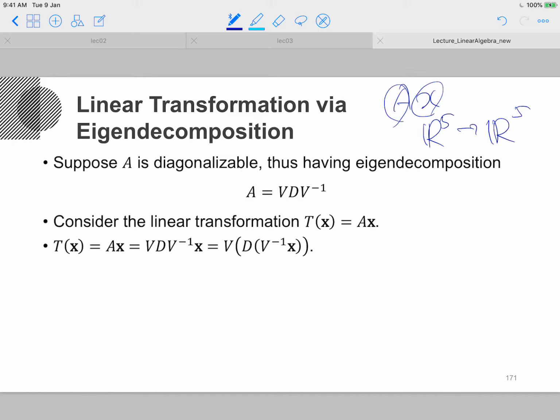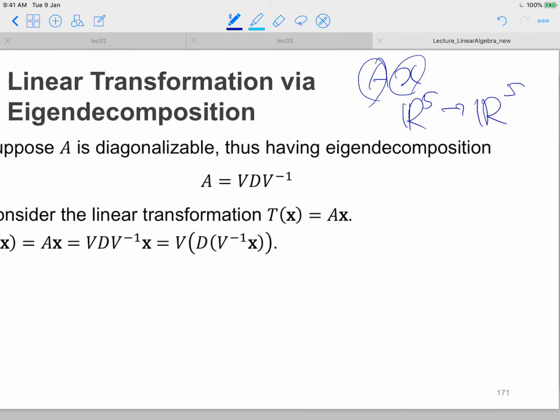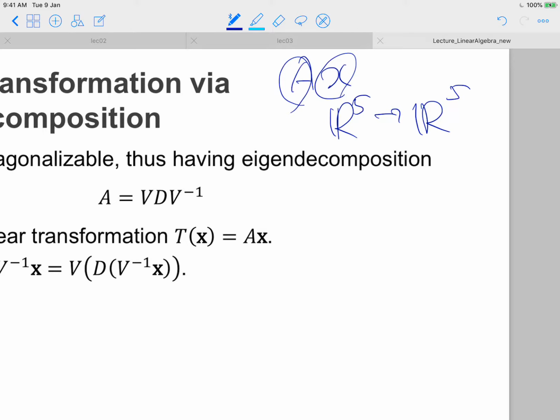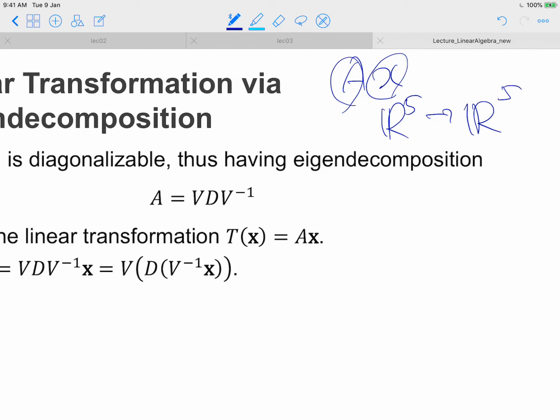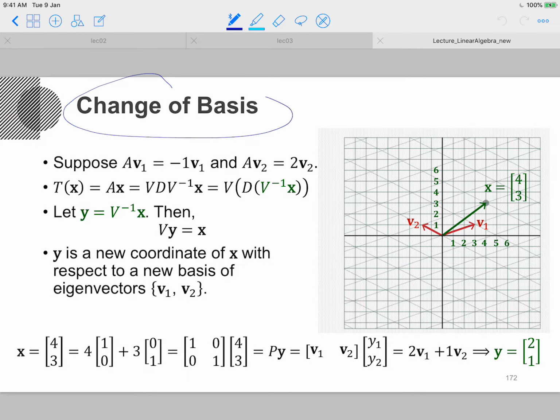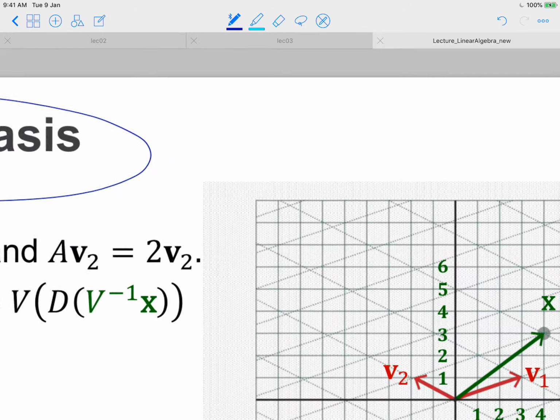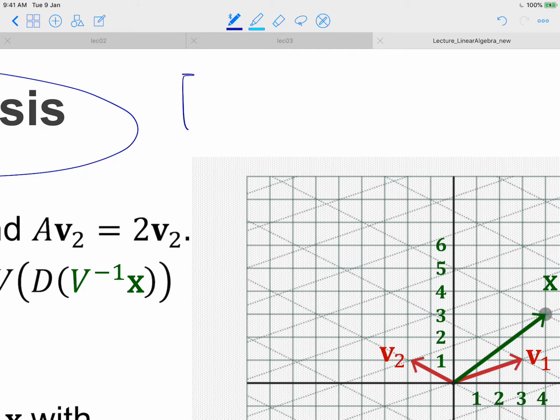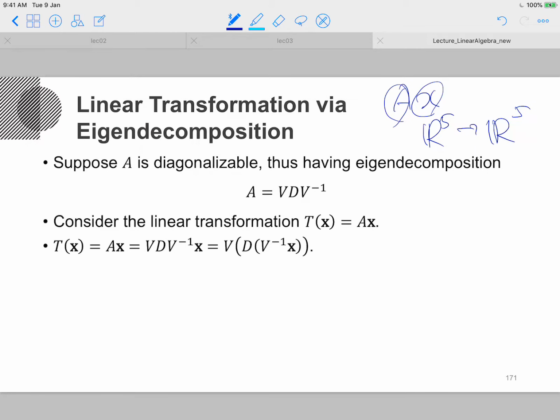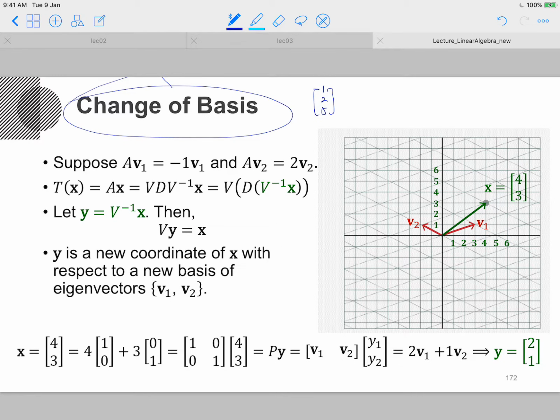Okay, so in this case, let me describe the main intuition or idea. So here, the really important concept is this change of basis. Okay, so suppose we are given this 1, 2, 5 as an input vector X, which is used over here, and we consider this A times X. Okay, and then suppose in this 3-dimensional space.